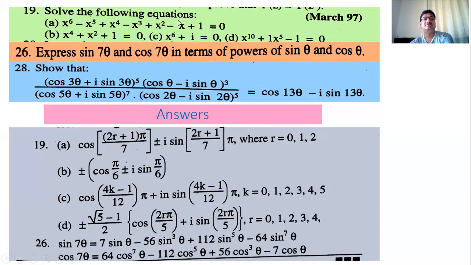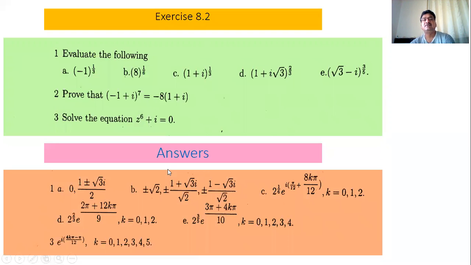Solving this equation. So these are the problems of previous lectures. Find the expression for cos 7 theta and sin 7 theta. So this is the problem on De Moivre's theorem. Already this problem was solved by the method. These are the answers of the problems. So solve. This is exercise number 2. Solve all these problems, and the answers are given here.